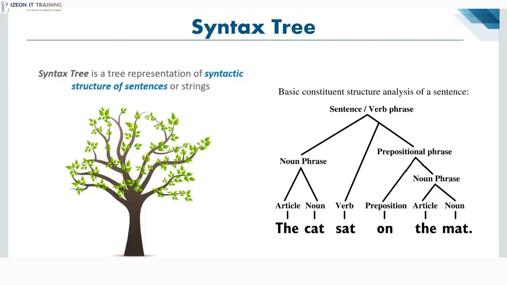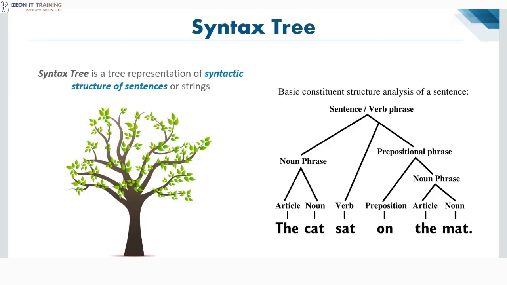So let's consider the statement, the cat sat on the mat. So as you can see here, the input is a sentence or a verb phrase, and it has been classified into noun phrase and the prepositional phrase. Again, the noun phrase is classified into article and noun. And again, we have the verb, which is sat. And finally, we have the preposition on, the article and the noun, which are the and mat.